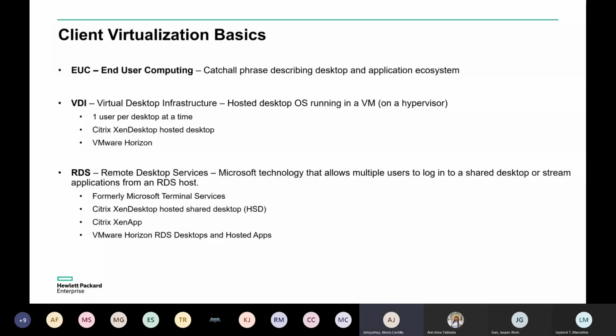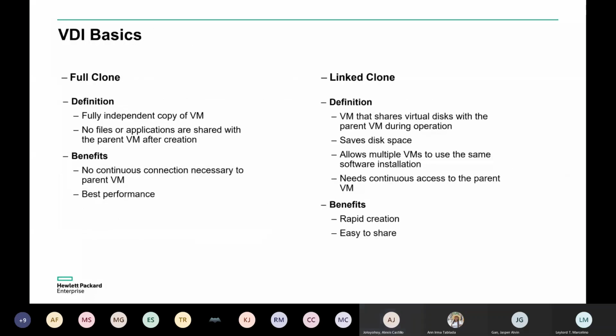In terms of VDI basics, there are two common types of VDI. Number one is a full clone, and number two is a linked clone. These are the different types of desktops in a virtual desktop infrastructure. Full clones are fully independent copies of VMs, so there are no files shared with the parent VM after creation.